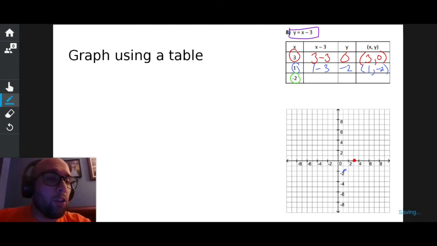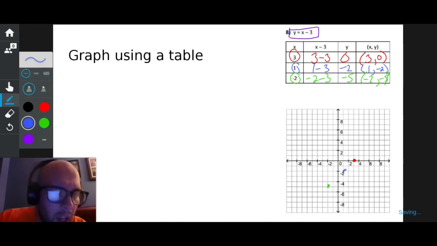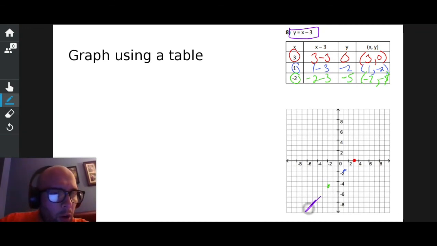X is negative 2, so I have negative 2 minus 3. Negative 2, take away 3, negative 5. Negative 2, negative 5. Go left 2, go down 5, put a dot. I have my 3 dots. You can now draw a perfectly straight line through those 3 dots.